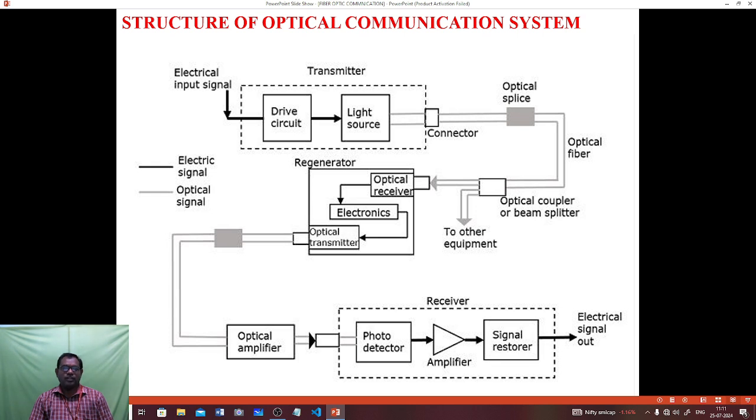The electrical signal is converted into a light signal and transferred to the optical splice and optical fiber, and the regenerator, optical receiver electronics, and optical transmitter. Then it is transferred to the optical amplifier. At the receiver we use a photo detector, amplifier and a signal restorer. Then it is converted into an electrical signal. Here we use the transmitter as a light emitting diode and laser diode. Similarly, at the receiver we use a photo detector as a PIN photo diode and avalanche photo diode. This is the main block diagram for the optical communication system.